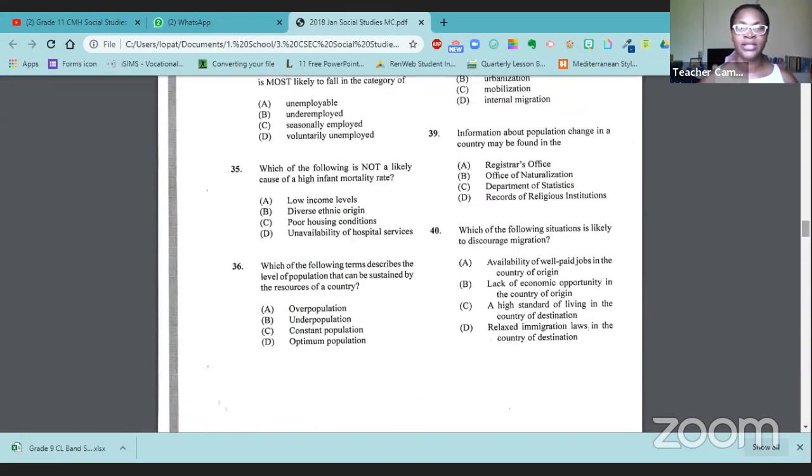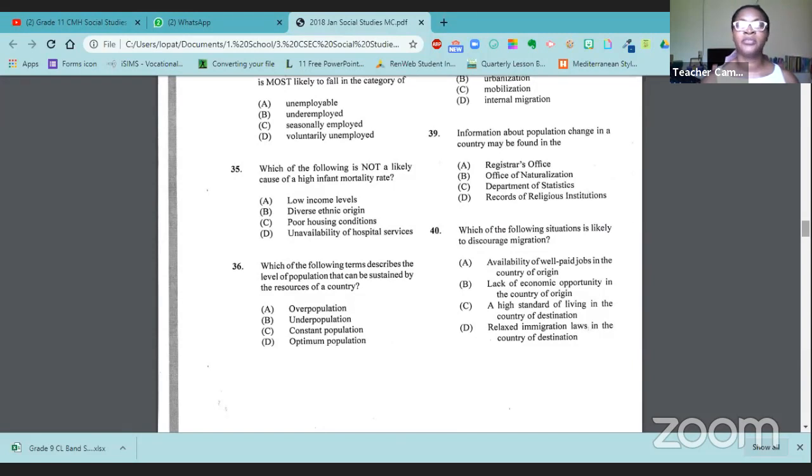35, which of the following is not a likely cause of a high infant mortality rate? And for this, we have the answer B, diverse ethnic origin. That has nothing to do with the mortality rate, how high babies are dying. Your race, your ethnic origin has nothing to do with it. Your income could affect that. Your housing conditions can affect that. The unavailability of hospital services can affect that, but your race, nah. All right, so B would be the answer there.